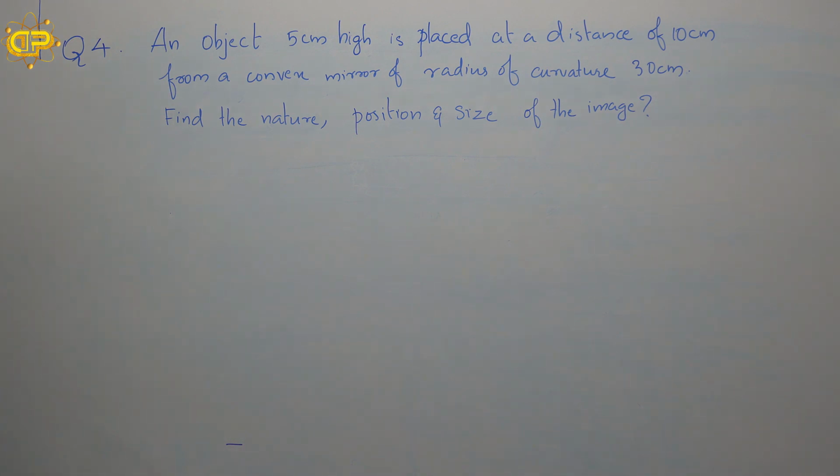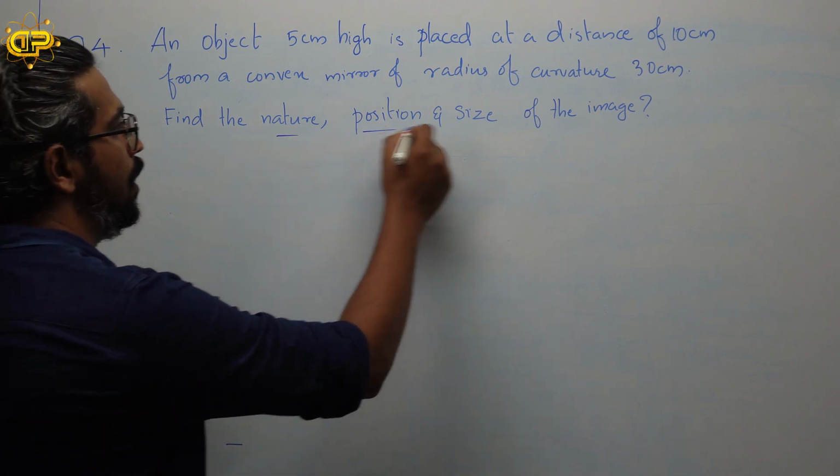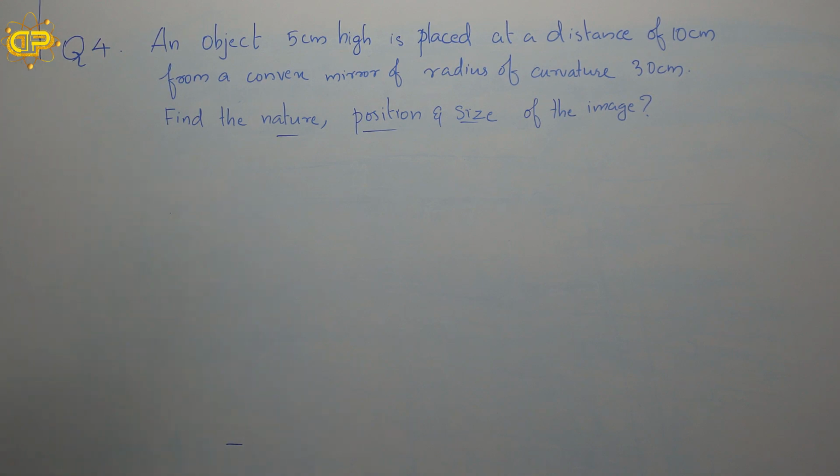The question says that an object 5 centimeter high is placed at a distance of 10 centimeter from the convex mirror of radius of curvature 30 centimeter. Find the nature, position and size of the image. Whenever the question asks for nature, position, size and all, we need to just calculate V and F and see whether the magnification is positive or negative. So let us see it one by one.